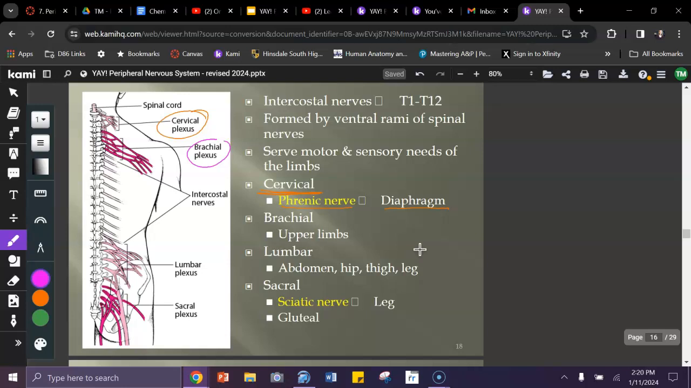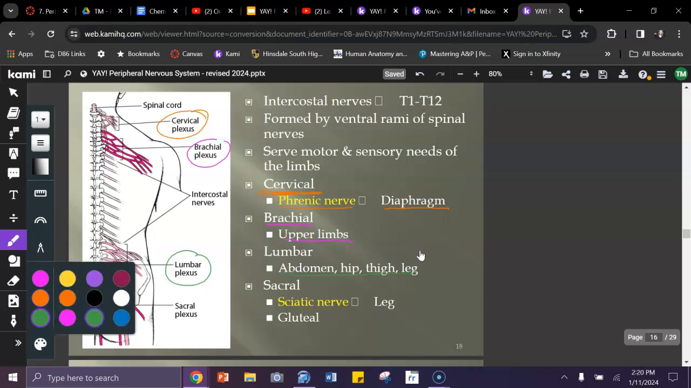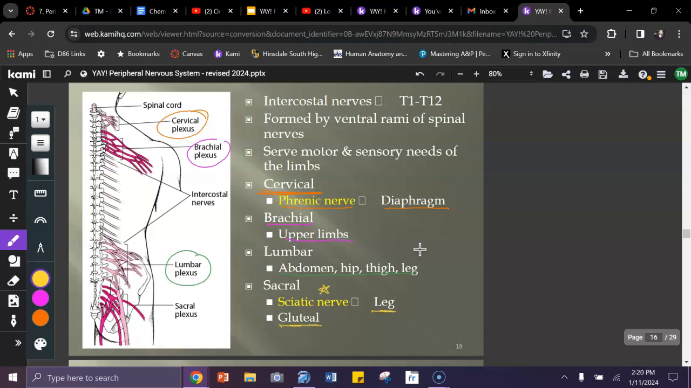The brachial plexus is going to serve the upper limbs. The lumbar plexus is going to serve the abdomen, hip, thigh, and leg. And the sacral plexus is going to serve the leg and the gluteal area, and it is going to contain another really important nerve, which is called the sciatic nerve. And that is all you need to know about the nerve plexuses and the spinal nerves.